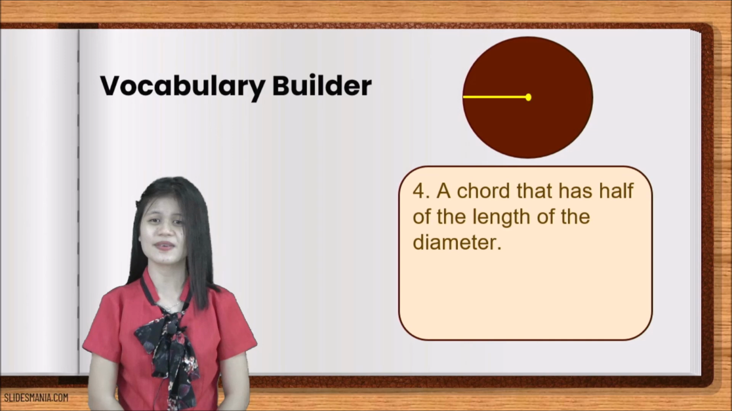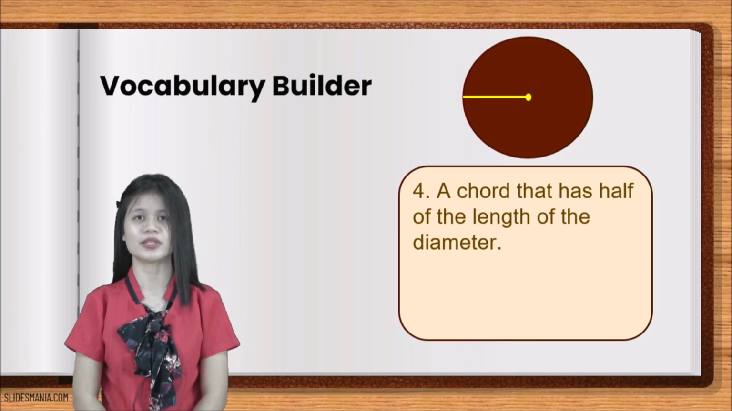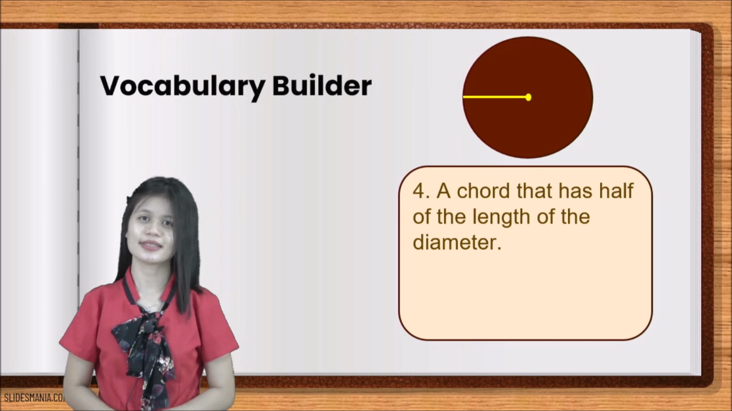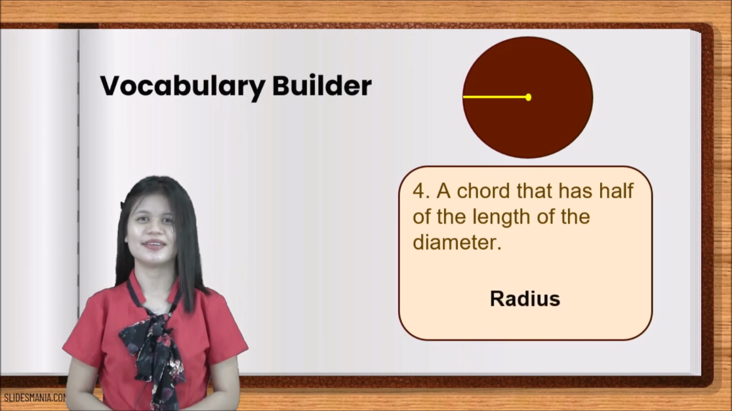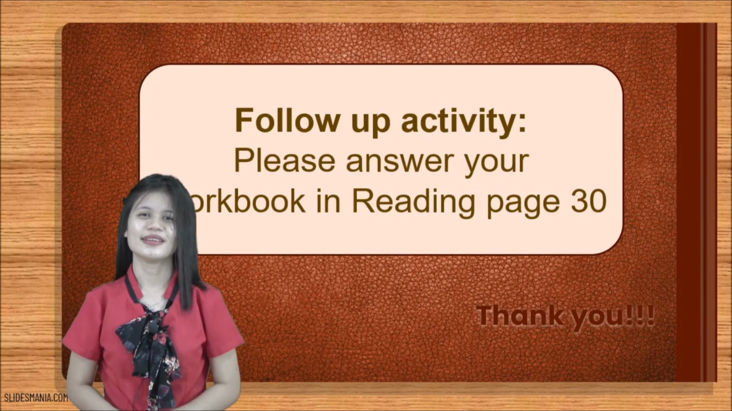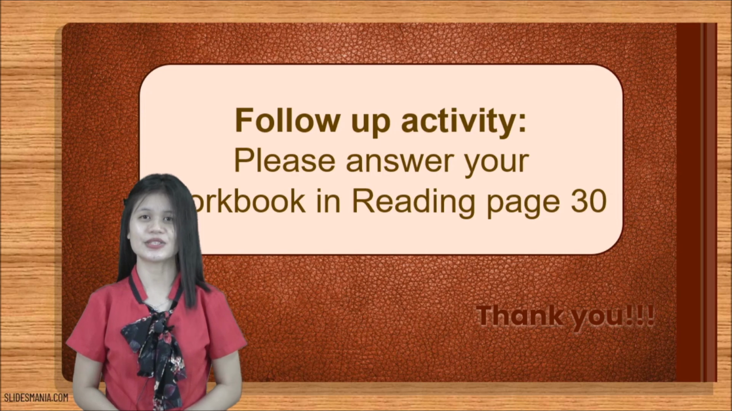And lastly, what about a chord that has only half of the length of the diameter? What is it? Yeah, this is radius. For your follow-up activity, kids, please answer in your workbook in reading, page 30.